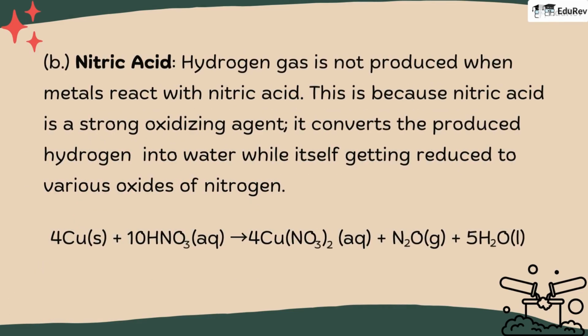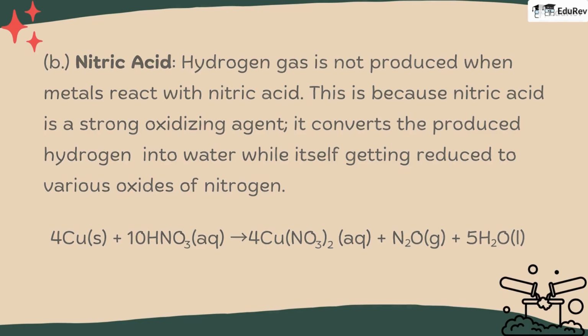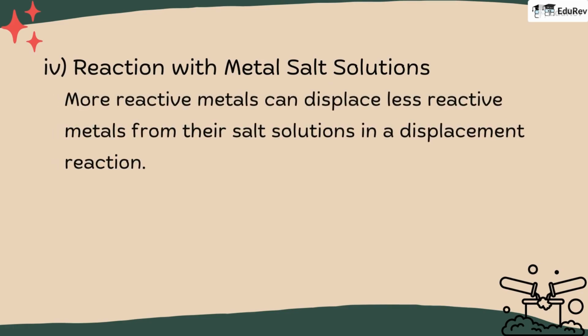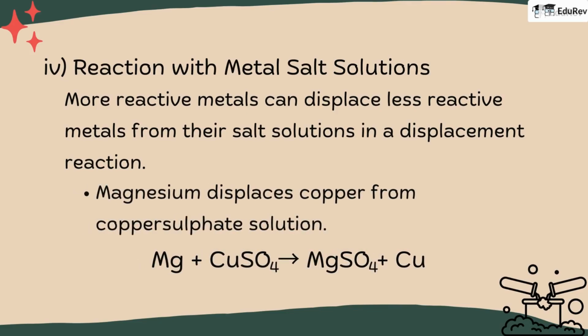Nitric acid. Hydrogen gas is not produced when metals react with nitric acid. This is because nitric acid is a strong oxidizing agent. It converts the produced hydrogen into water while itself getting reduced to various oxides of nitrogen. Reaction with metal salt solutions. More reactive metals can displace less reactive metals from their salt solutions in a displacement reaction. Magnesium displaces copper from copper sulfate solution.